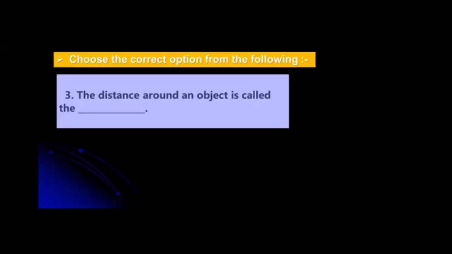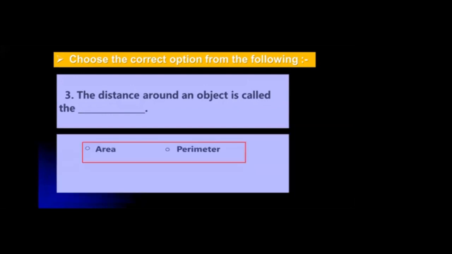The third question is: the distance around an object is called the dash. You have to choose the correct option. What is the answer? Perimeter. Yes, perimeter, very good. So the distance around an object is perimeter. Excellent.